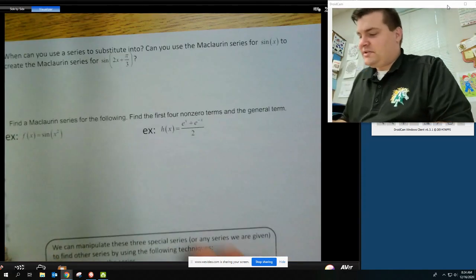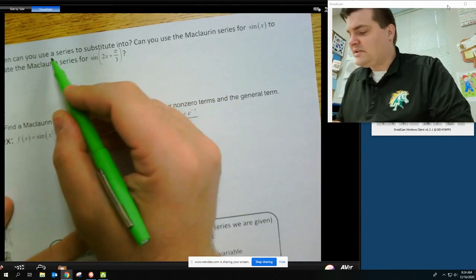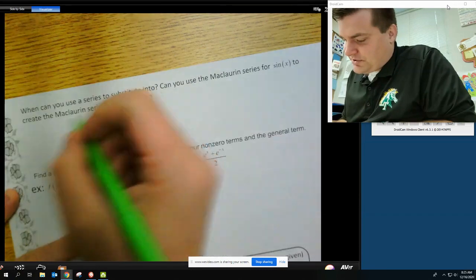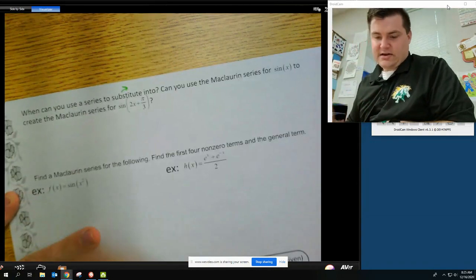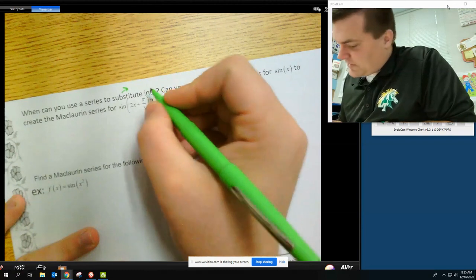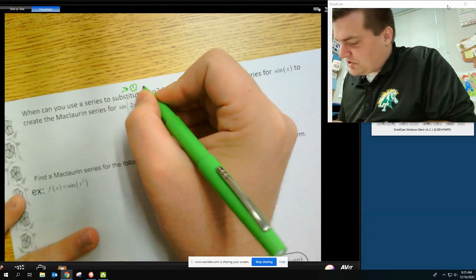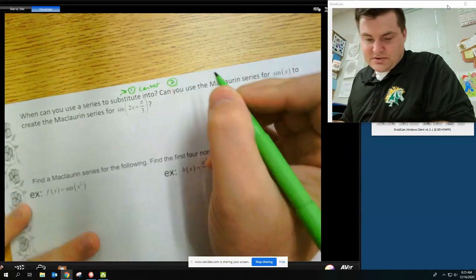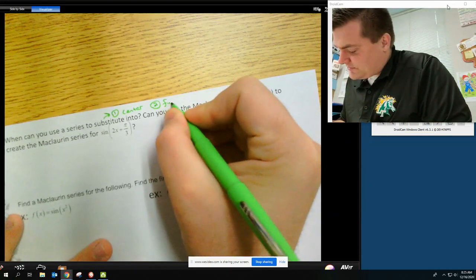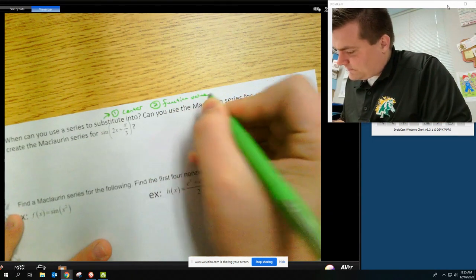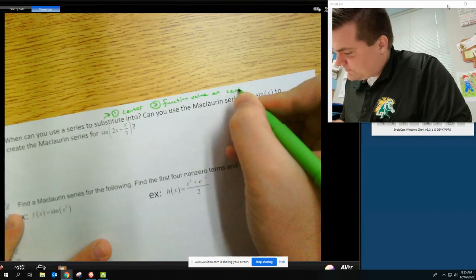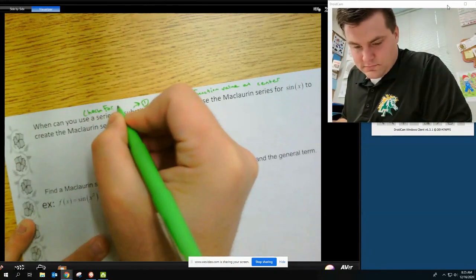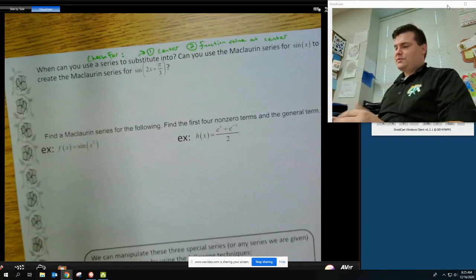Okay, so when can you use a series to substitute it into? So there are 2 things you've got to check for. So you can do this when, so you need to check for the center. Okay. And you need to find the function value at the center. This is what you need to check for. Okay, and that's what we're going to do first.